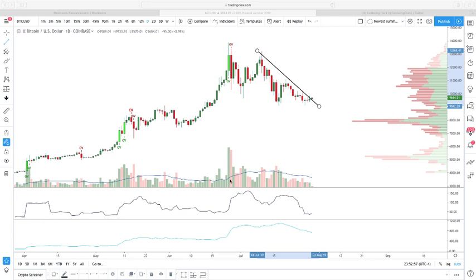So the two types of volume are volume by histogram and, hey guys, my fiance just got home.